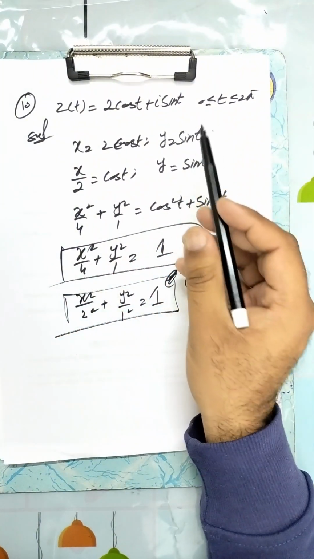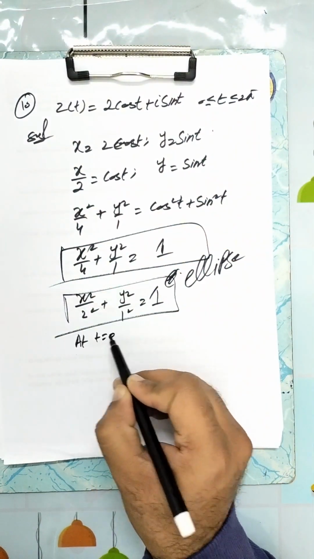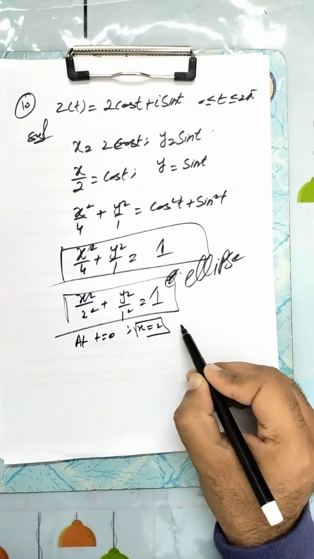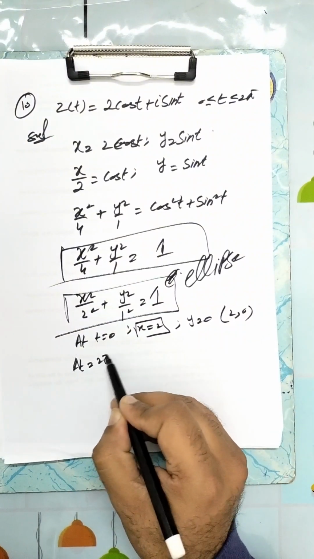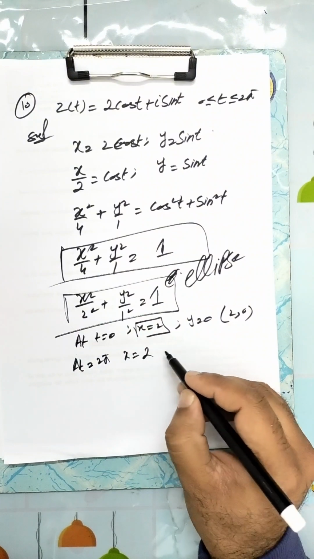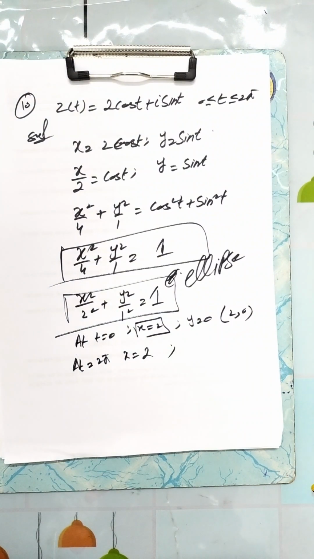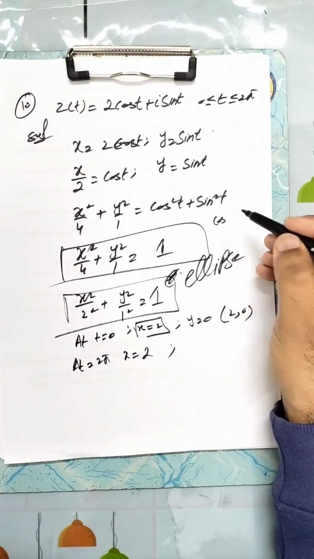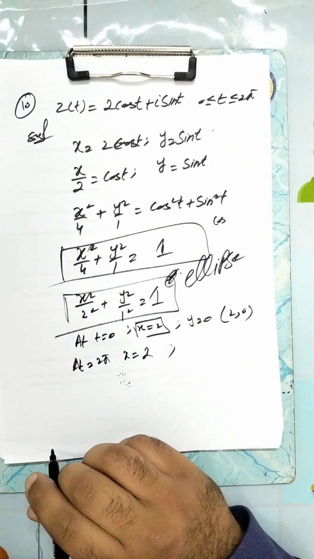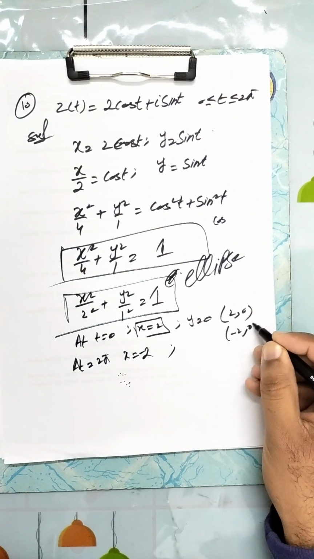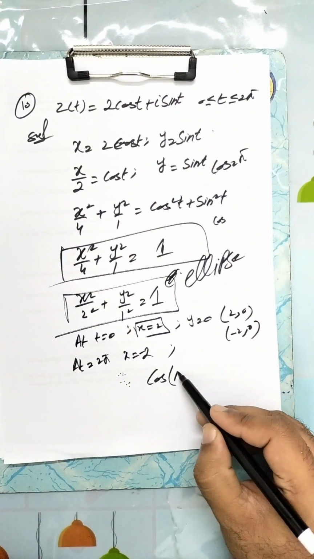Now the starting and ending point. At t equal to 0, x is equal to 2 and y is equal to 0. So the point is (2, 0), and at t equal to 2π, x is equal to 2 cos 2π. I think cos π is minus 1. So I believe, please check this, I think this is (-2, 0). Check the value of cos 2π and cos(π + π).